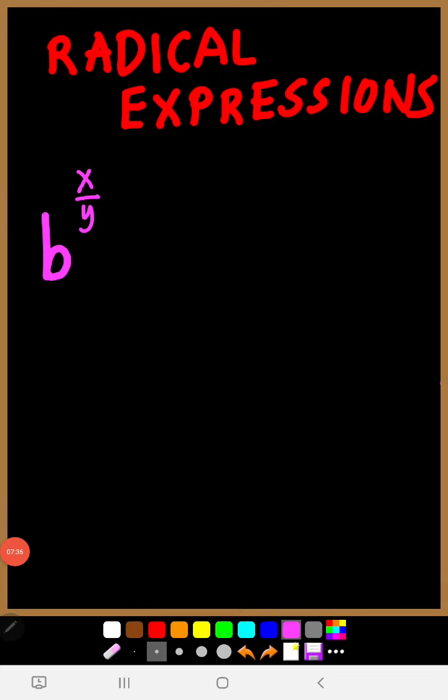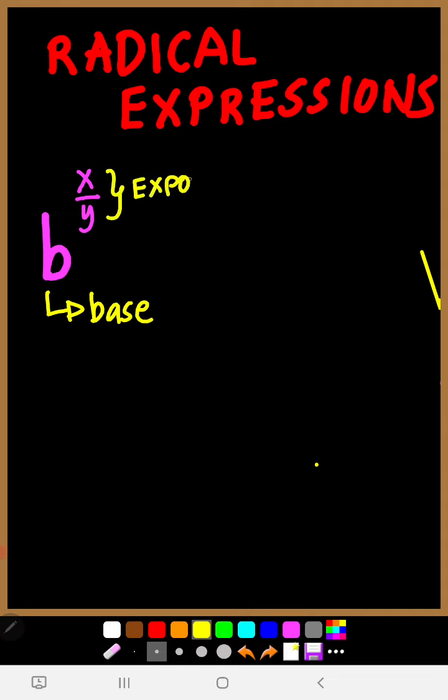Okay, so yung b, ang tawag natin dyan is siya yung base. And then yung x and y, this is the exponent, rational exponent. So yung numerator is x, yung denominator is y. Now, if I convert that into a radical expression, it would look like this.